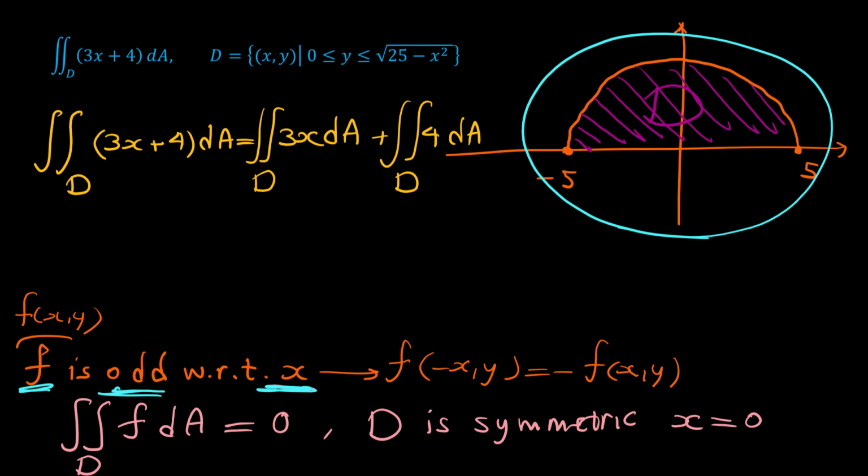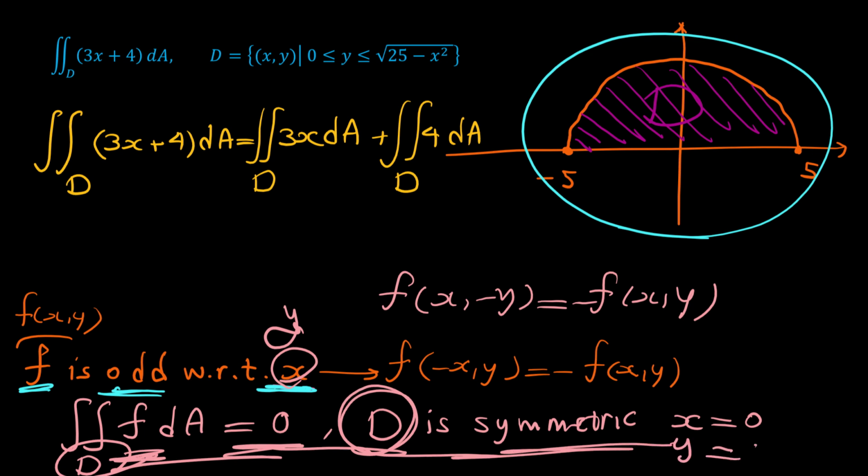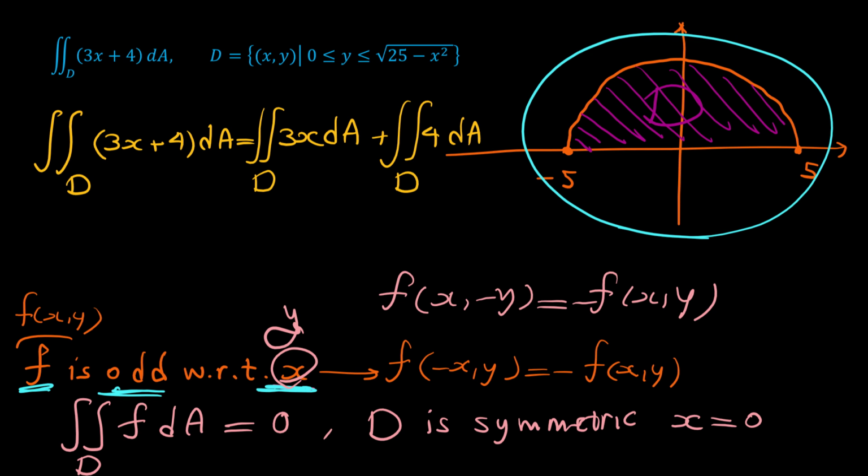And we have a similar statement for the variable y. So what is the statement? If the function is odd with respect to variable y, which means that f of x and negative y equals negative f of x and y, then the double integral of the function f over a region is 0 if the region is symmetric with respect to y equals 0. So we have a similar statement for variable y.